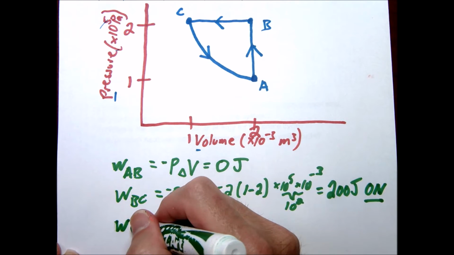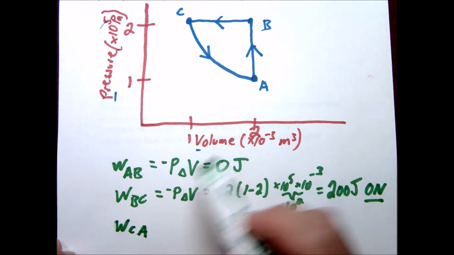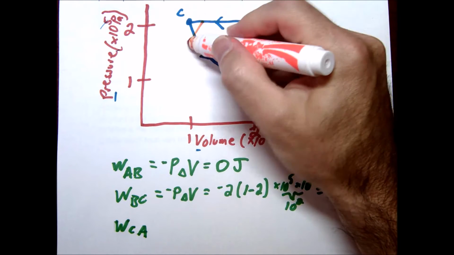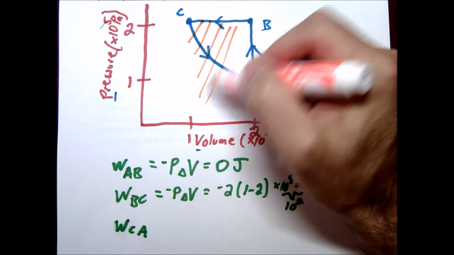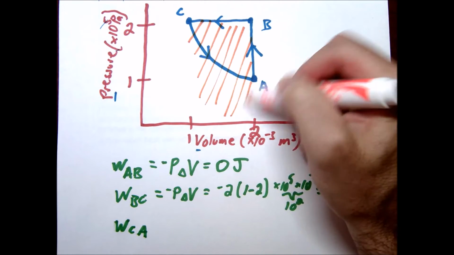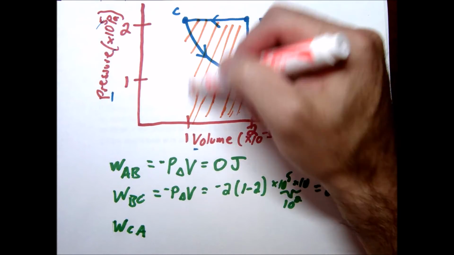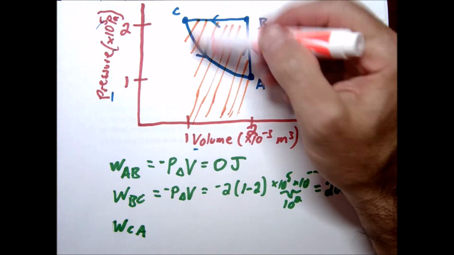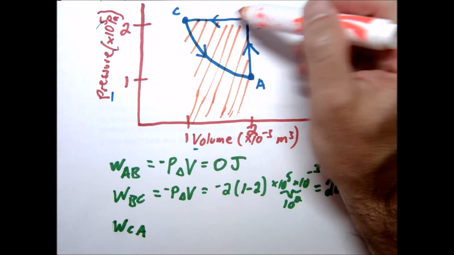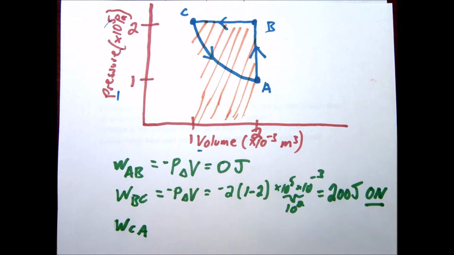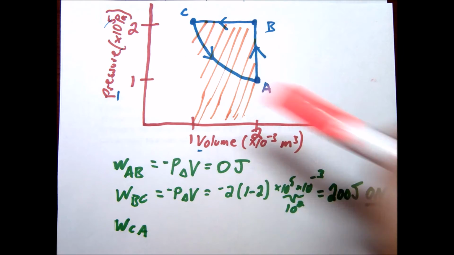So let's look at work from C to A. Oh, by the way, B to C, remember, what we're really doing here is we're finding the area underneath this. So if I draw this out, this little orange here, we're finding the area underneath this here. And that would be simply this rectangle, which we're multiplying the base times the height. And that's what we're doing here as well.